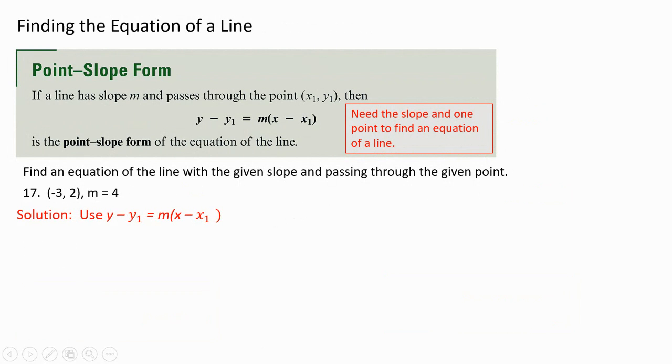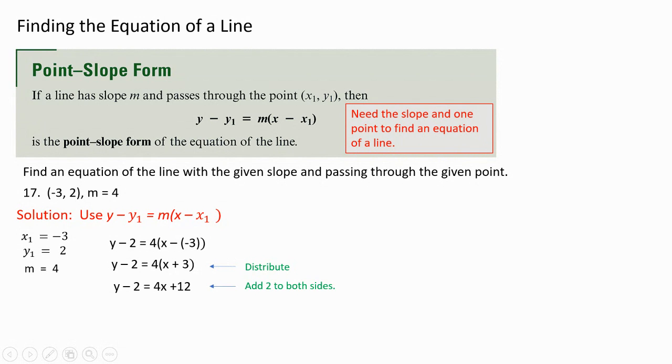Right, so let's plug in. My x1 is -3, my y1 is 2, and my m is 4. So we plug them into the formula. And then here we have to simplify. This is going to be x plus 3. Then we distribute. So y minus 2 equals 4 times x, which gives us 4x, and 4 times 3 gives us 12. Then we're going to add 2 to both sides. So we have 4x plus 14.